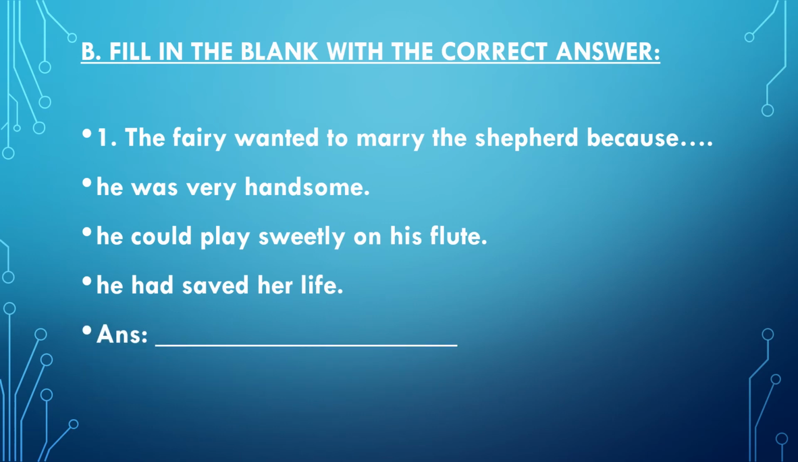Now children, you have to write the correct answer in your CW notebook. For exercise B, you are going to take out a new page. Write the heading as exercise B in the margin and write the heading as fill in the blank with the correct answer. Leave a line, copy number 1, the question, and then you can only copy the correct answer. You need not copy all the 3 options. You can just write the correct answer. Just underline the correct answer that you think is correct.